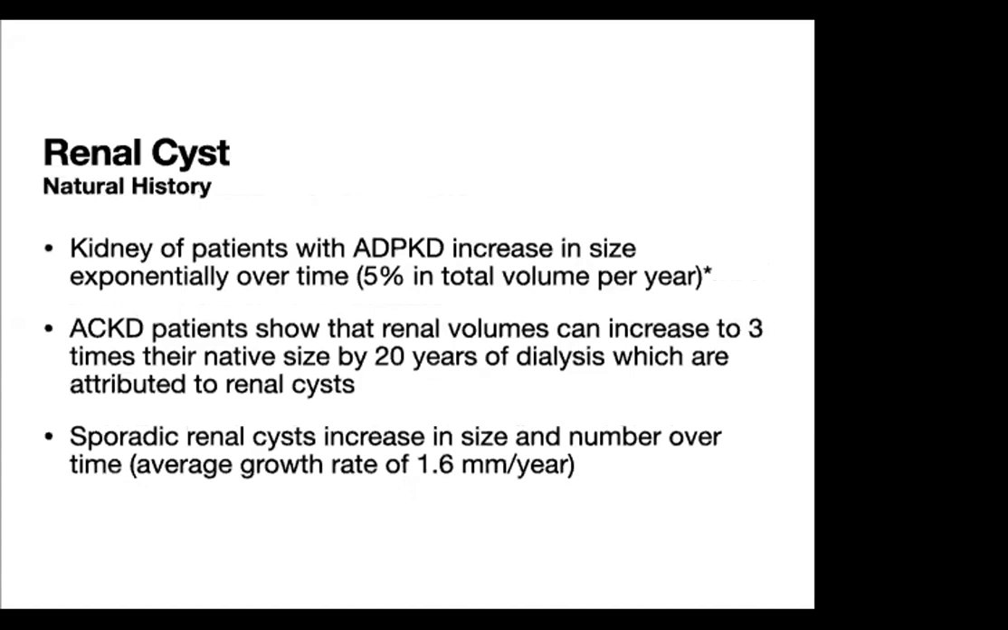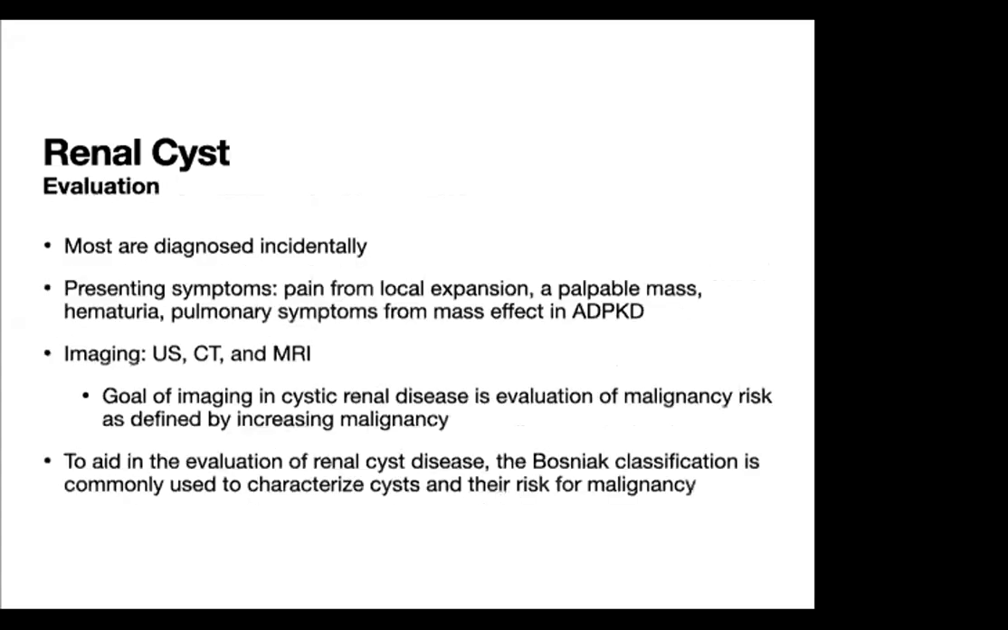Kidneys of patients with ADPKD increase in size exponentially over time, with a mean increase of 5% total volume per year. ACKD patients also show that renal volumes can increase to 3 times their native size by 20 years of dialysis, which are attributed to the renal cysts. Sporadic renal cysts increase in size and number over time with an average growth rate of 1.6 millimeters per year.